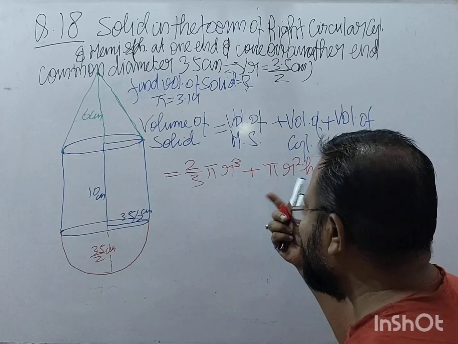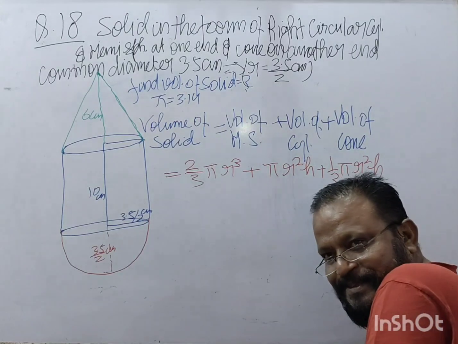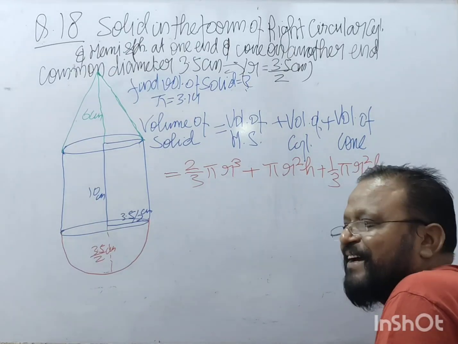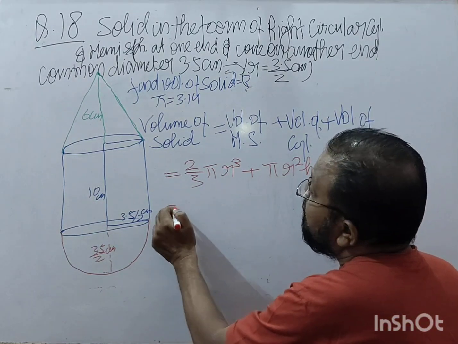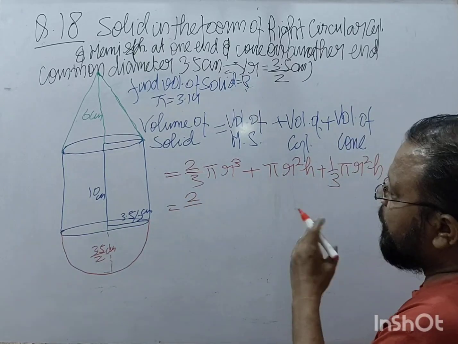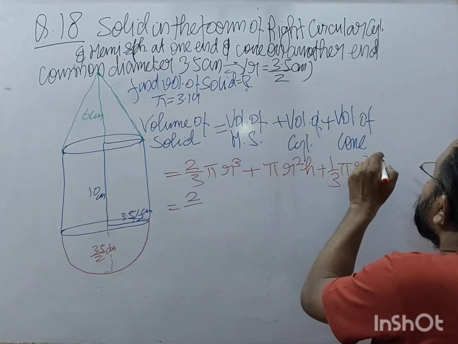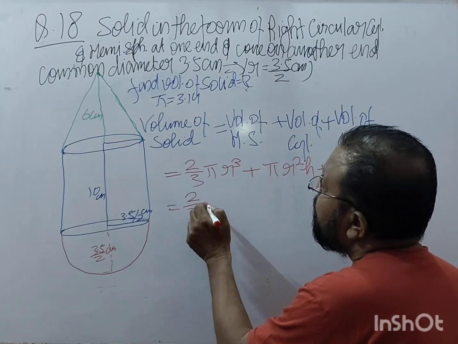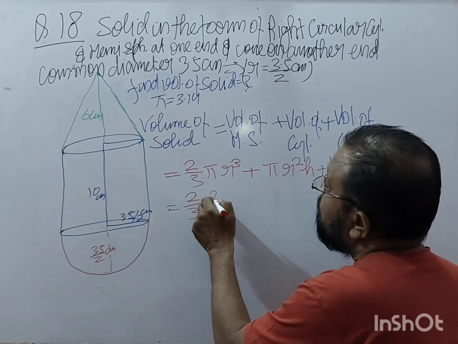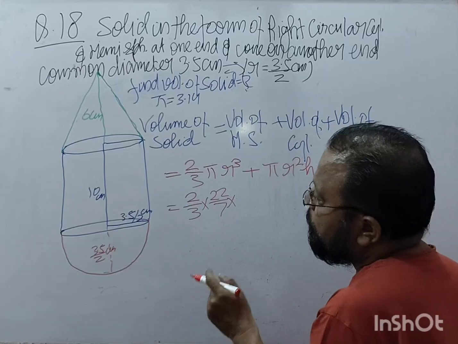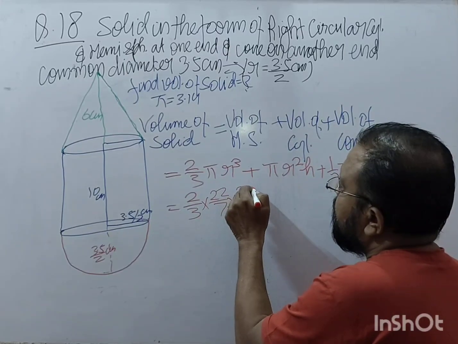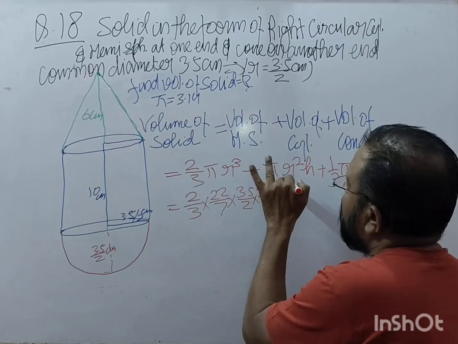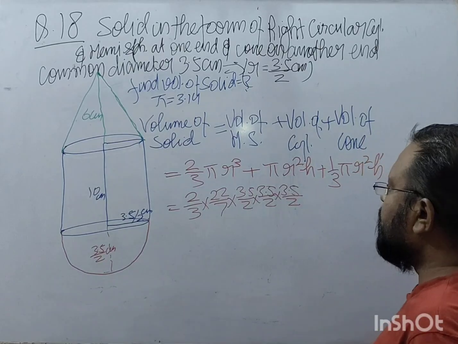If we make it 1 upon 3, how much will it become? Add it? No, this cannot be done because the heights of both are different. This is height h dash, so we can't add this. So it is 2 by 3 into 22 upon 7 into 3.5 by 2 into 3.5 by 2 into 3.5 by 2, right?